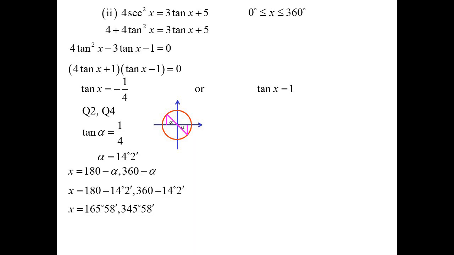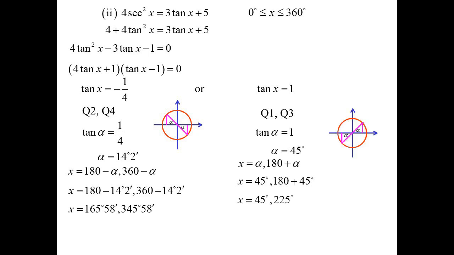And so I get 165.58, 345.58. Tan x is a little bit easier because it's an exact value. It's still one of our exact values. It is, of course, 45 degrees. Put it all together in a final solution. I like to put them in order. I just think it looks nicer.